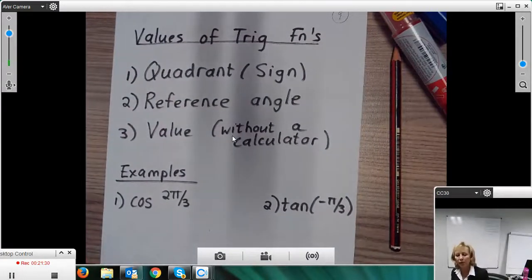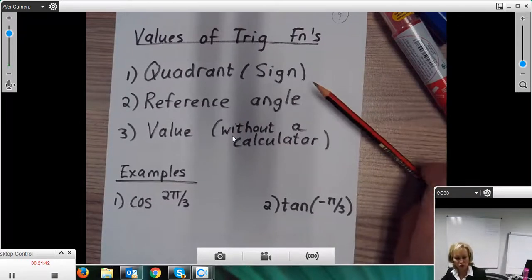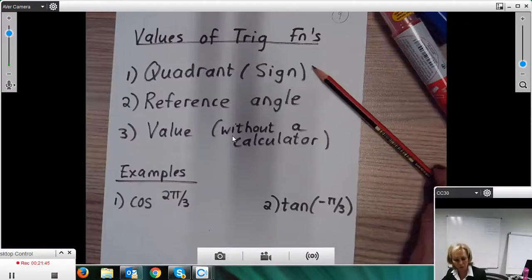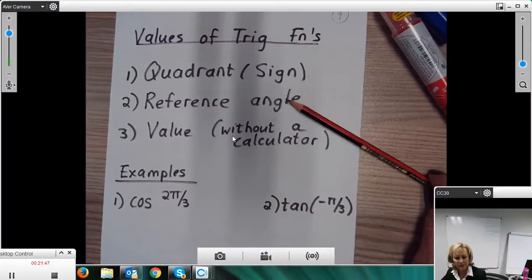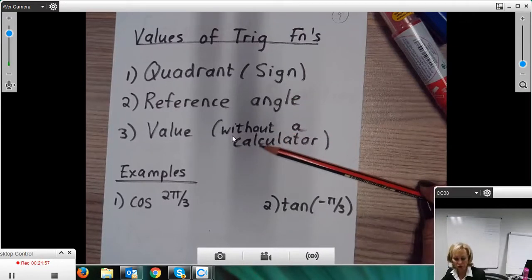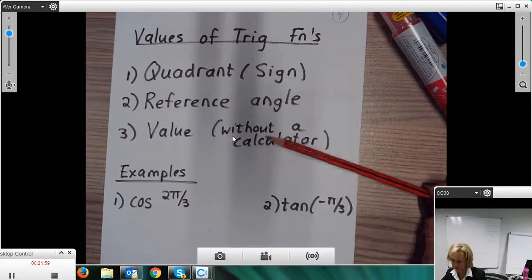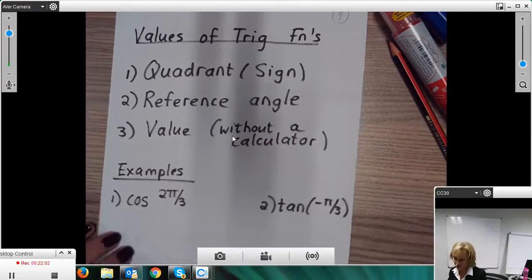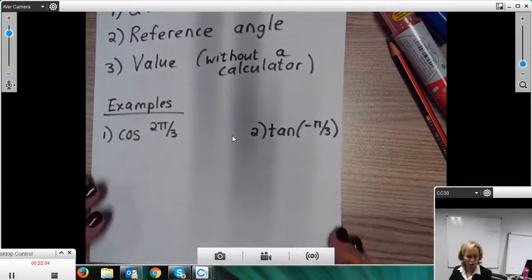So there are 3 important steps in the recipe that I want to give to you today, because you cannot do it with a calculator. First of all, you've got to decide in which quadrant you're in, because you've got to decide whether your value is going to be positive or negative. Secondly, you need to work out the reference angle so that you can apply your special angle triangles. And thirdly, you need to write down the value without a calculator. So I have chosen 2 examples for you. Let us have a look at the first one.